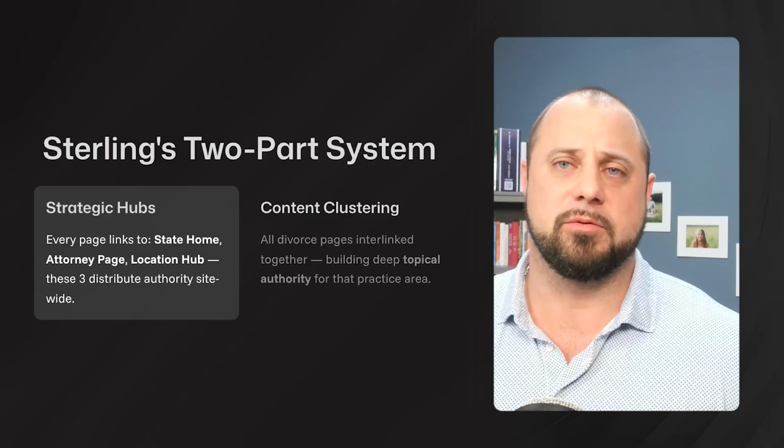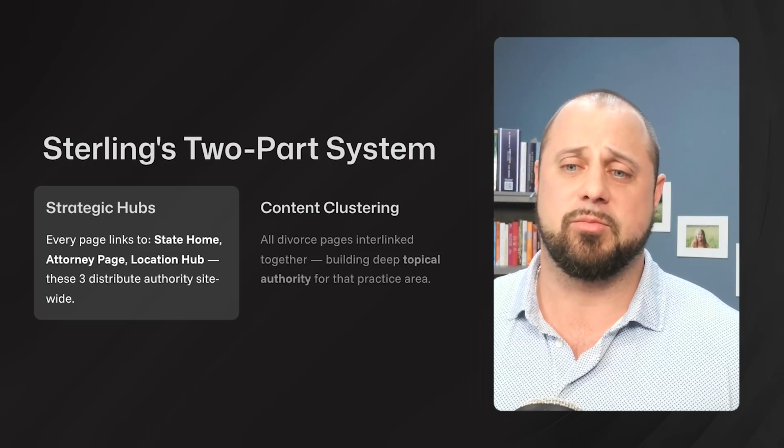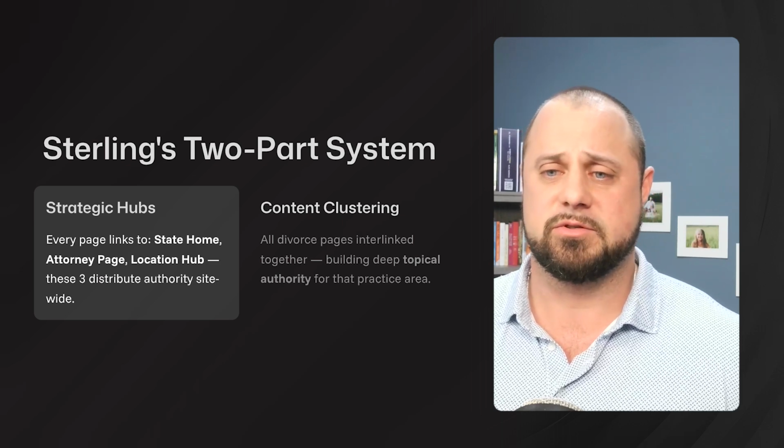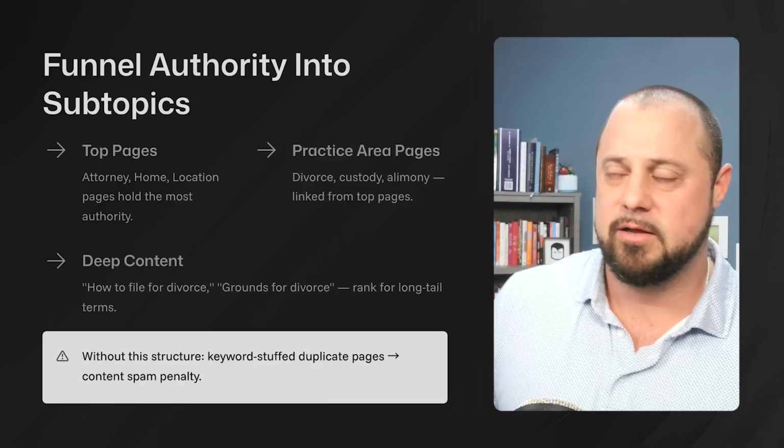So those are kind of the three central hub locations for all of the link equity. The second portion of it is content clustering. All of the main important divorce pages are interlinked together so that we have topical authority for divorce. Divorce is getting linked to from several of those pages I mentioned, the homepage and some of the location pages. Then how am I funneling that down into some of the most important topics for divorce, like how to file for divorce, what are the common grounds for divorce, things like that.